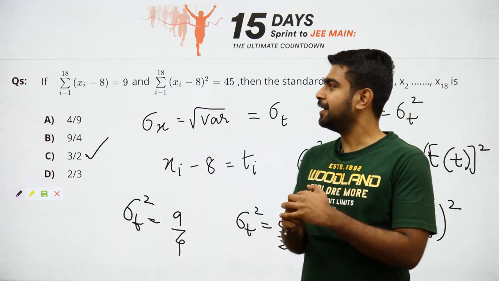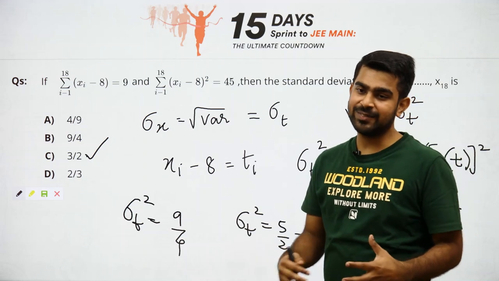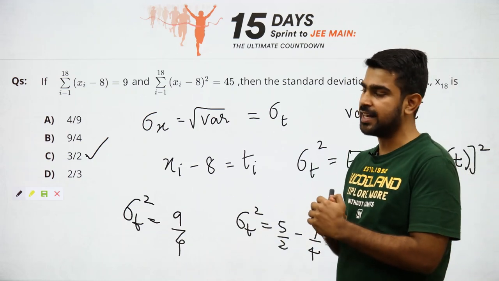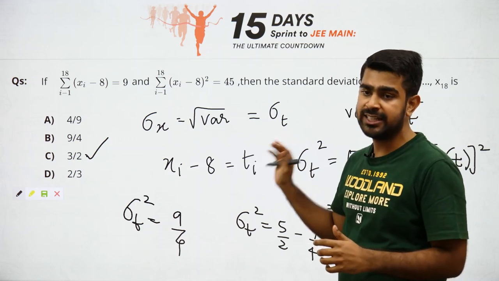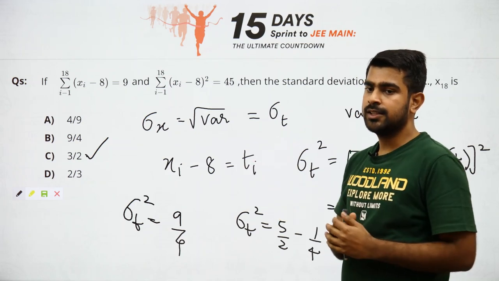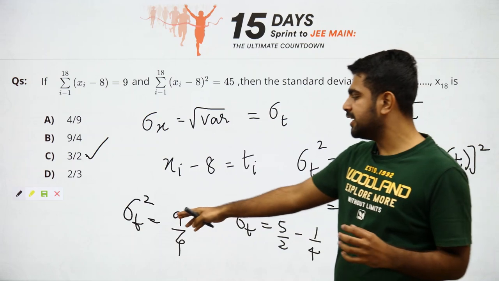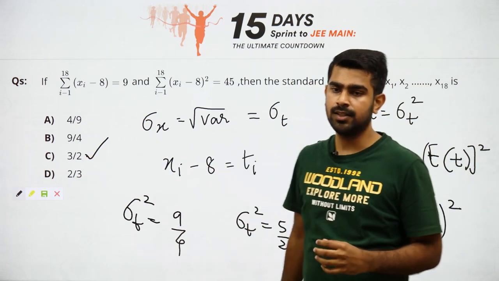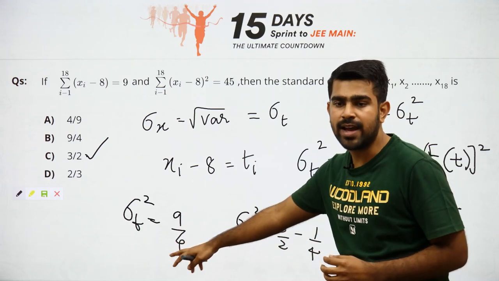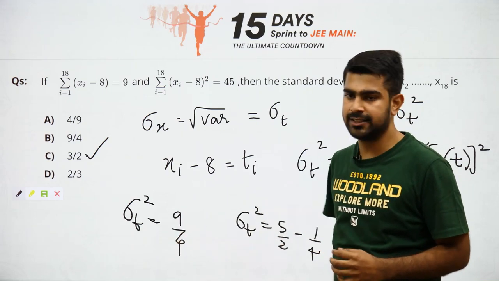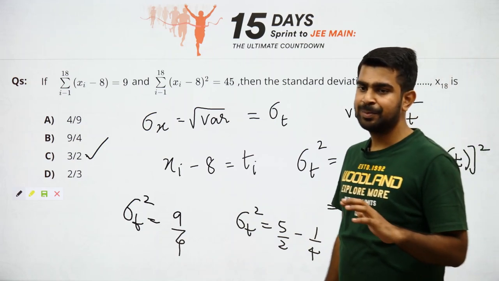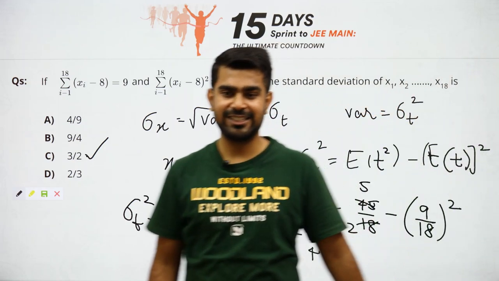Guys, I might have gone a bit fast, but we have a lot to cover. That is the reason. So please try to go through this again. I am sure you will find something interesting here to learn. So the standard deviation for this question is going to be 3 by 2. That is the final answer. I hope all of you got it. I take the square root in the end. So the square root of 9 by 4 is nothing but 3 by 2. Perfect. So we will move on, guys.